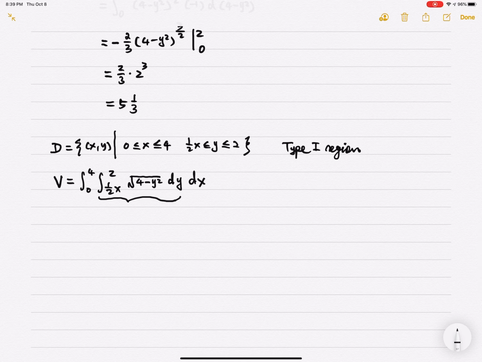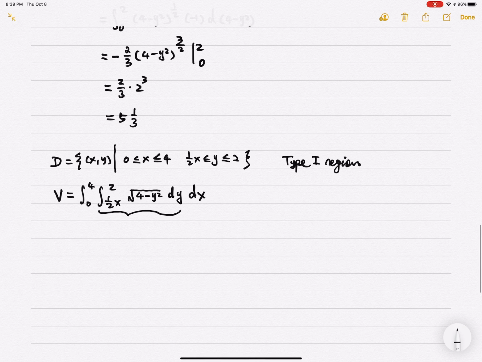So this is much harder to integrate. I'm not saying it's impossible. You can try this, but I'm not going to finish it. So you can see sometimes even though the region can be written as type 1 and type 2, one integral is much easier than the other integral. So when you think about which one to use, you need to try.